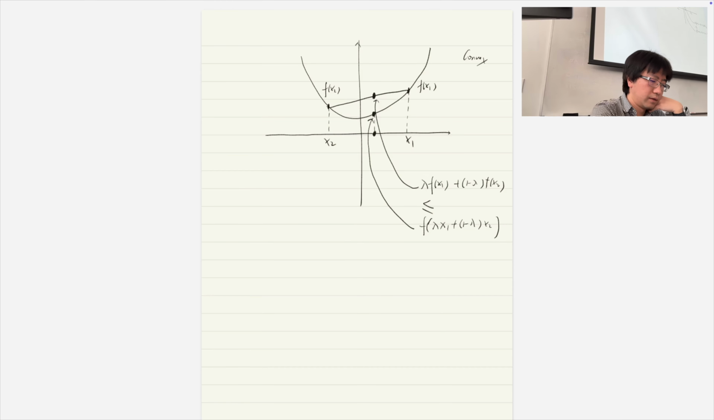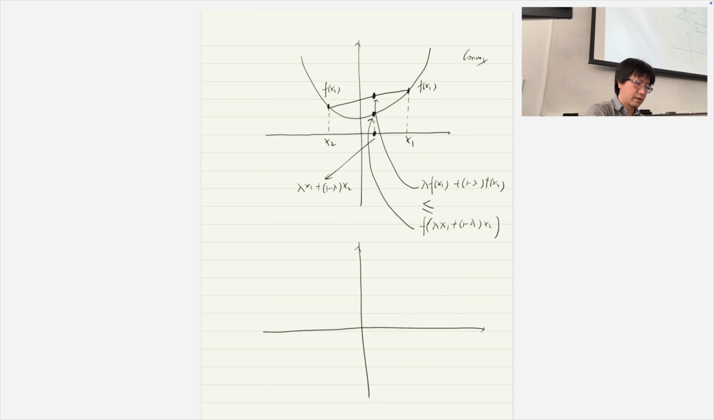Does that make sense? Let me be clear. This value is lambda x1 plus (1 minus lambda) x2. So this is the shape of a convex function. It's like a parabola, right? And the concave is just something that is opposite. Concave is something like this.